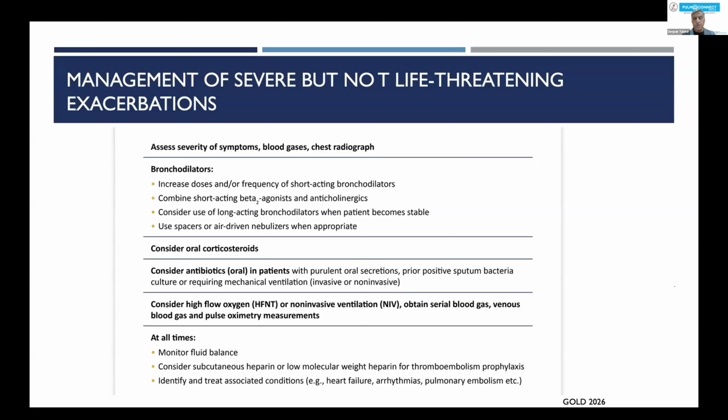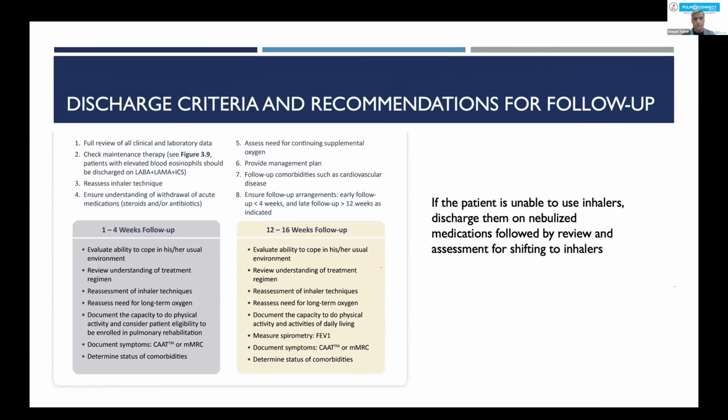Generally in these patients, pulse oximetry is maintained, but of course you need to do blood gases to look at the CO2 as well as the pH of the patients. But very important, we need to hydrate these patients, and if they are in the ICU and going to be on the bed, then obviously a low molecular weight heparin or subcutaneous heparin is to be given for thromboembolism prophylaxis. All underlying conditions like heart failure, arrhythmias, and pulmonary embolism need to be treated.